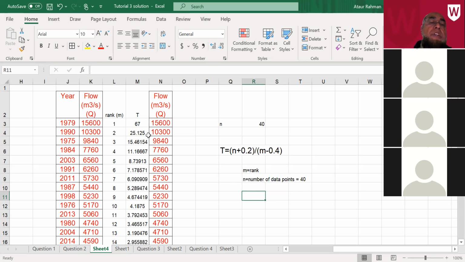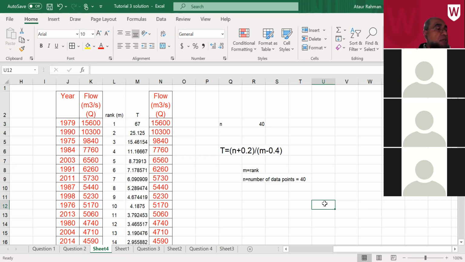I think one student was asking how we estimated the T. To estimate the T, this is the equation that we use. This is the Cunnane plotting position formula. Our n is the number of data points, 40, and the m here is the rank of the data, where the highest data has the rank of 1, 2, 3, and so on.